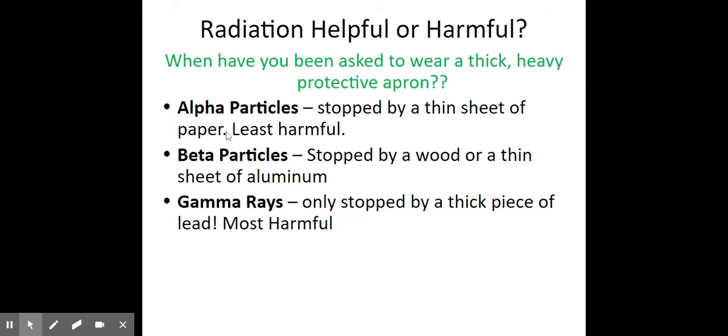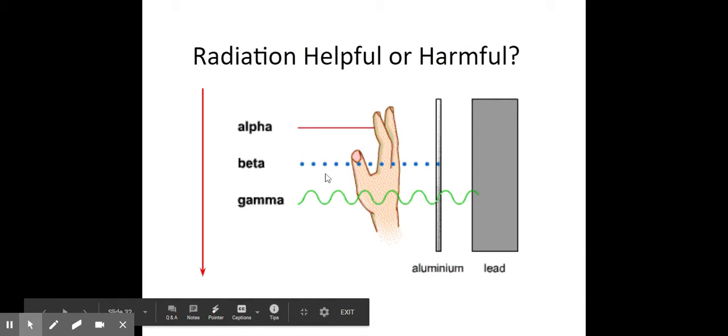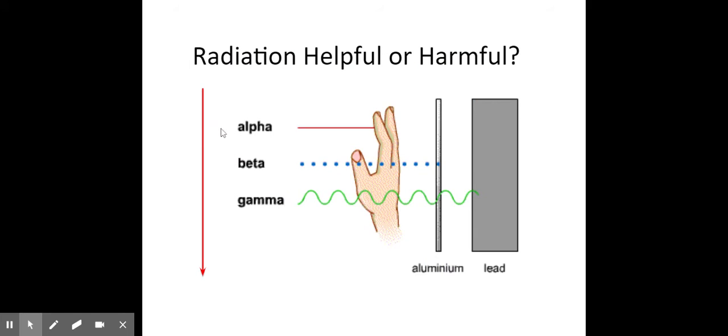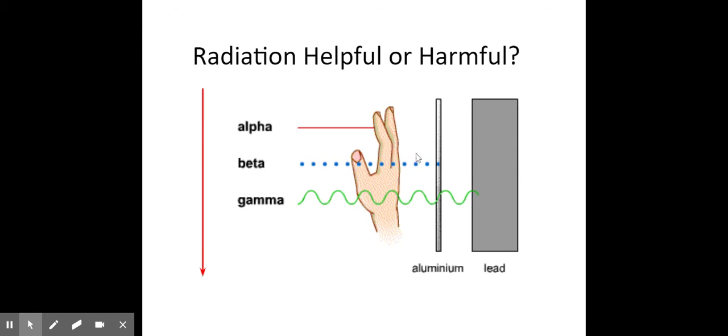So, alpha particles are the least harmful to humans. You can stop them with a thin sheet of paper. Your beta particles can be stopped by a piece of wood or a thin sheet of aluminum. And then gamma rays are the most harmful because you can only stop them with a thick piece of lead. So we should never be exposed to gamma radiation without some type of protection. As you can see here in this example, as the arrow goes down, strength decreases. Your alpha rays are stopped by you. Beta rays go right through you, and then into the aluminum, and then gamma waves just keep on going.